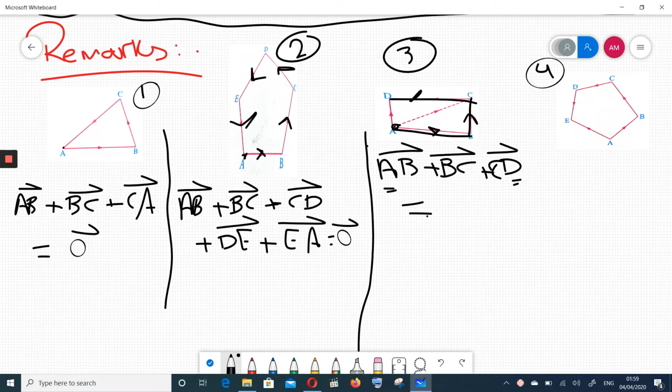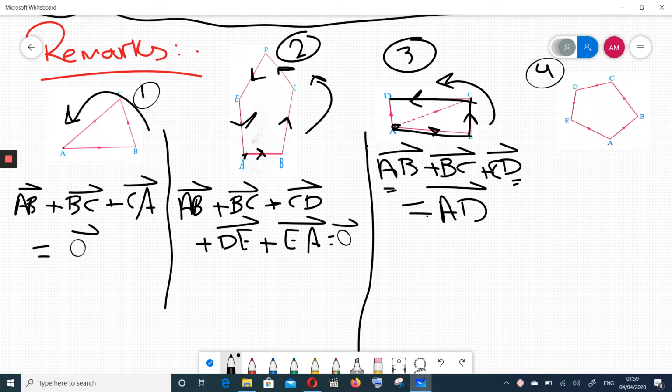But take care. They must be going the same way around, clockwise or anti-clockwise. All of those is going to be what? Anti-clockwise. Here also is anti-clockwise. This is also anti-clockwise. So this one is going to be what? Yeah, it's AD. The vector of AD.